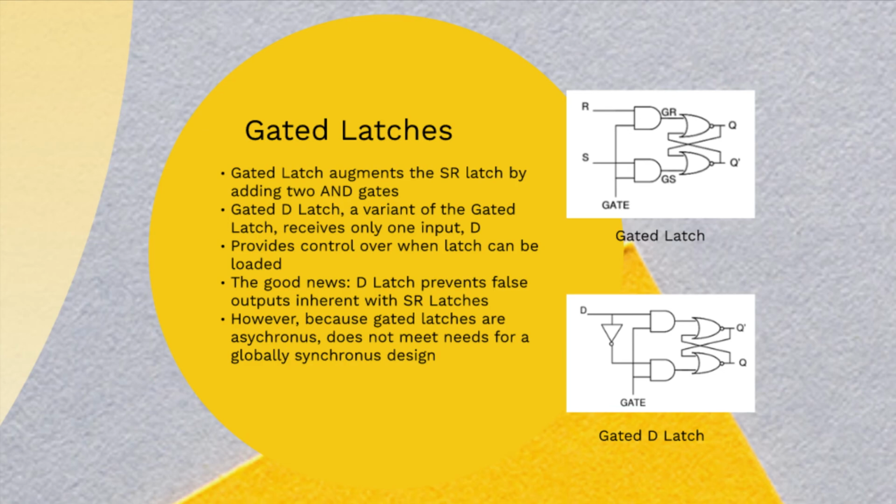This configuration not only provides some control as to when the latch can be loaded, it also resolves the problem of both the output and its complement, Q and Q-not, being set to 0, by ensuring that the inputs to the SR latch are never both equal to 1.